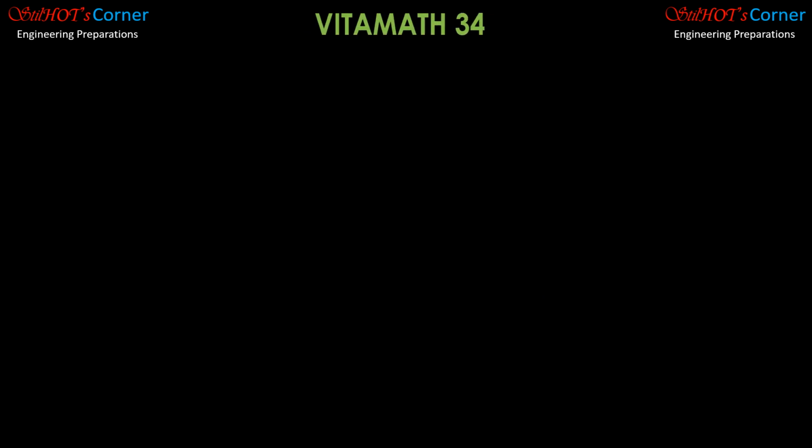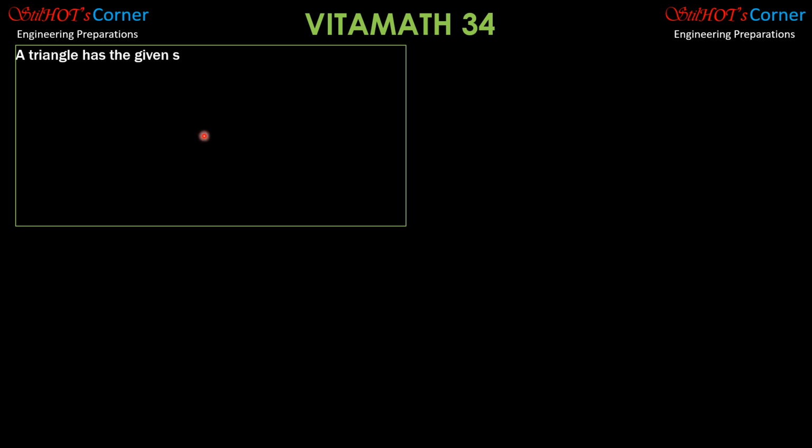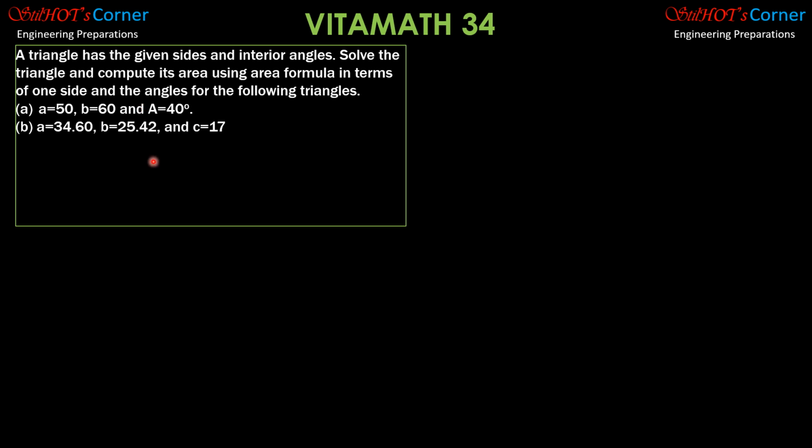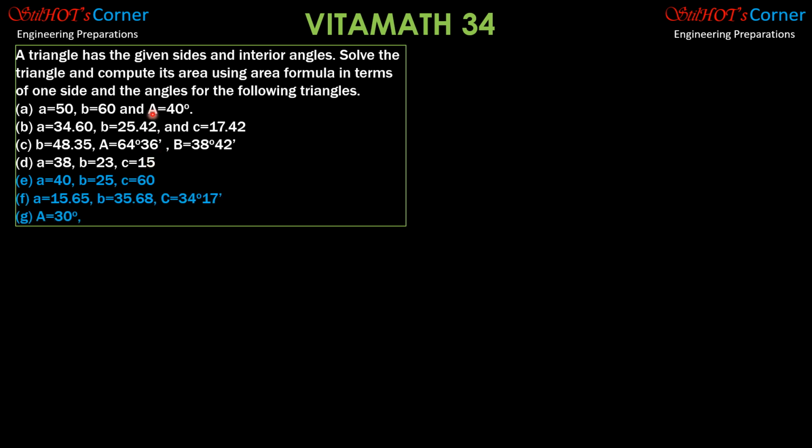So here is Vitamath 34. A triangle has the given sides and their angles. Solve the triangle and compute its area using the area formula in terms of one side and the angles for the following triangles. So for part A, side a is 50, b is 60, and A is 40 degrees.